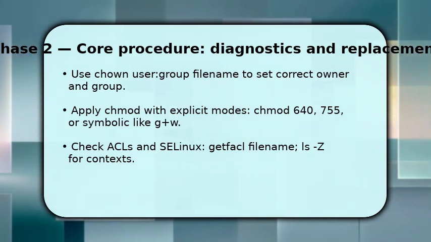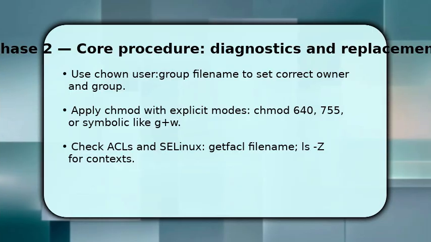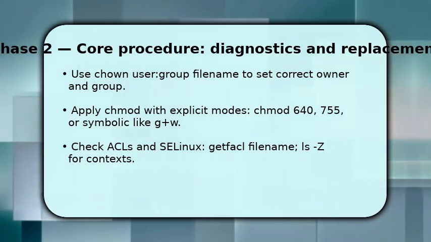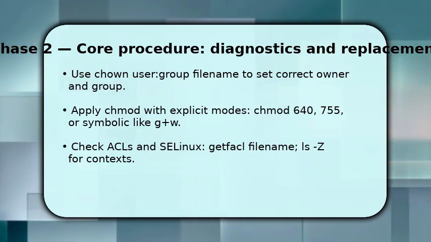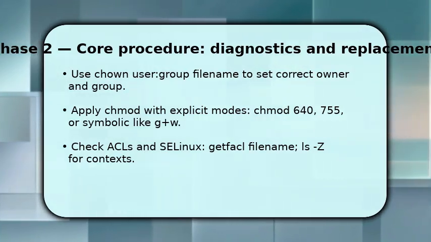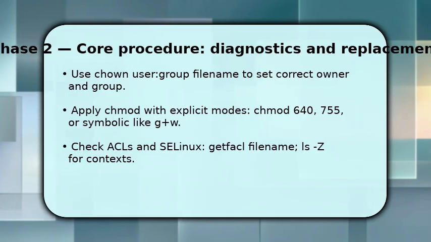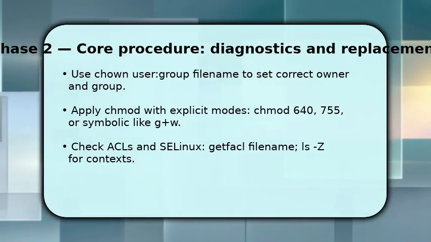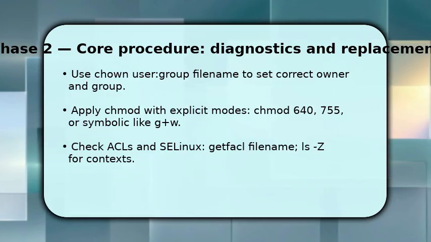Change ownership when the owner is wrong, using chown user:group on the file or directory. Next, set mode bits with chmod. Use numeric forms like 640 for private files or 755 for executable directories, or symbolic changes such as g+w to add group write.